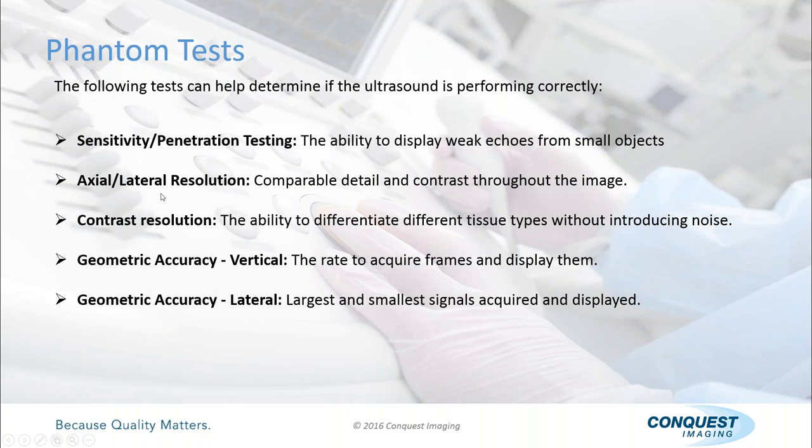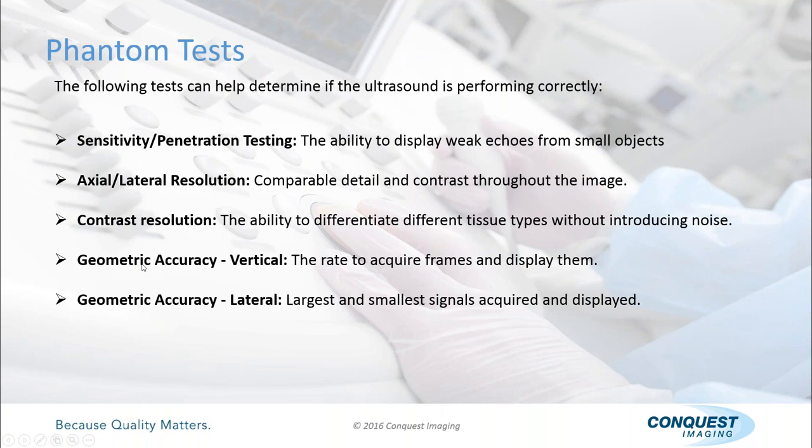But then we have axial and lateral resolution, which we defined. Axial is top to bottom, lateral is left to right. And it's the ability to get this detail and contrast and separate the small objects into two clearly definable objects. We have contrast resolution, which is the ability to differentiate different tissue types, which really, in a different way of saying that, is different tissue densities without introducing noise. So at that, we'll define that more. Again, we've kind of already talked about it.